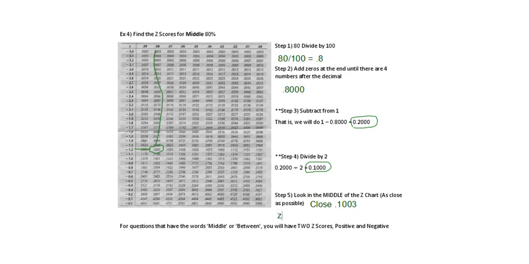Now, here's something that's important. If you ever do a z-score that involves middle or between, you have to have 2 z-scores. One negative and one positive. So what that means is our z-scores are both negative 1.28 and positive 1.28. That's how you do it.